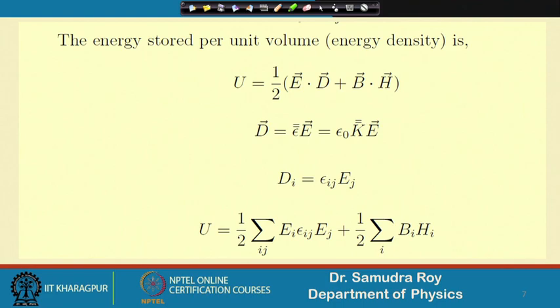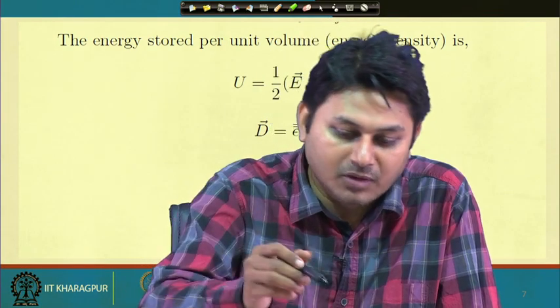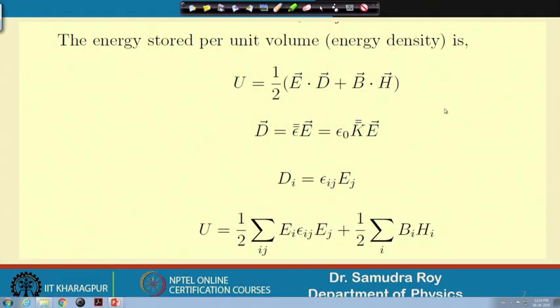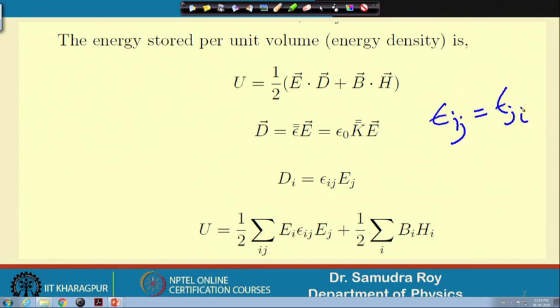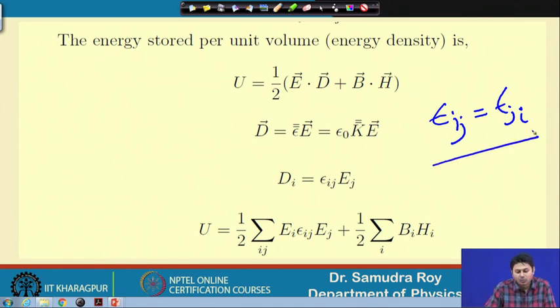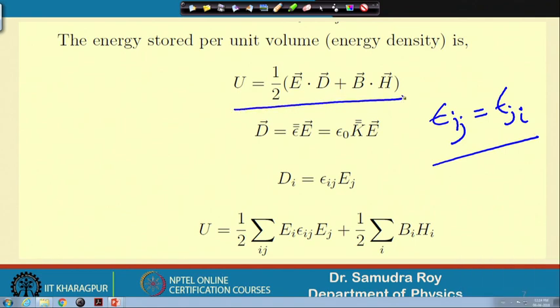Okay, now let us understand why these components, epsilon ij, is equal to epsilon ji. Try to understand this in detail. One way is to use the energy expression. In many places you find that the energy density can be represented in this way. This is some sort of proof that epsilon ij is equal to epsilon ji. So, they are symmetric in nature, I mean, these coefficients are symmetric.